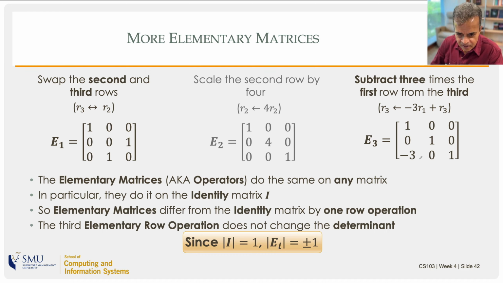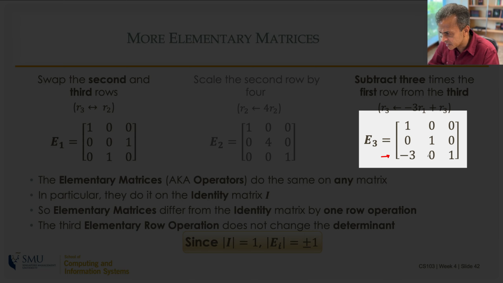To put it differently, the elementary matrices all differ from the identity matrix by just one row operation. And the third row operation here does not change the determinant, because if you look at the matrix here, it's still a triangular matrix, and the determinant is 1 times 1 times 1. So that is still 1.